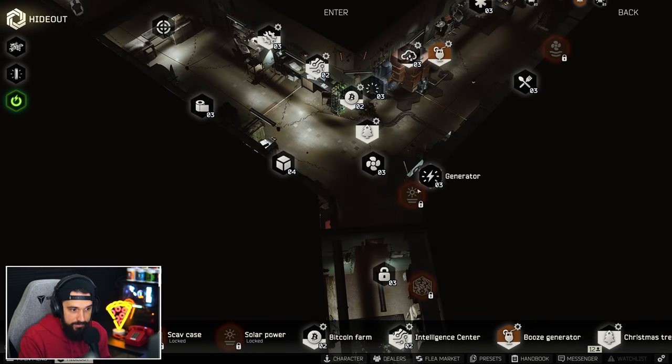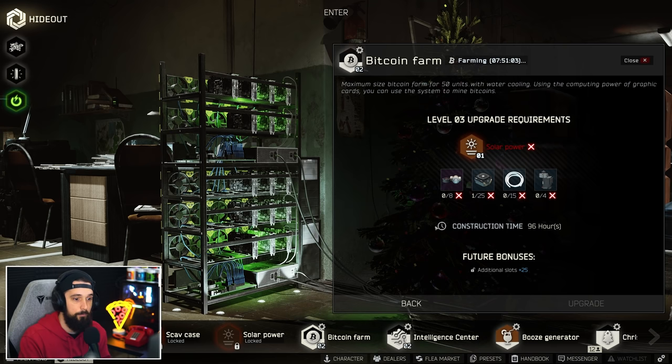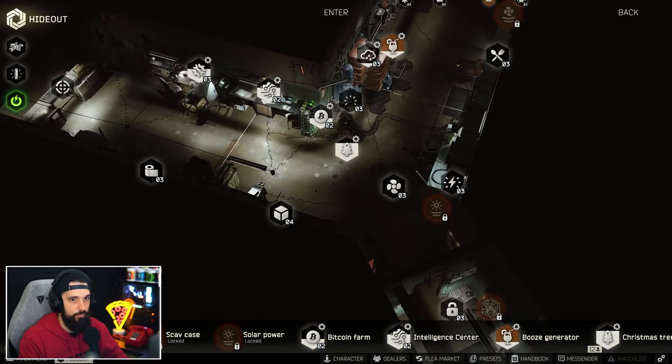But if I was just going to drop 4 to 6 million rubles on solar panels, then I'm going to have to upgrade this to level 3, which is going to take a bunch of stuff I don't have. And then I've got to find 25 more graphics cards. So getting to Bitcoin Farm level 3, once again, if you're really invested in Tarkov, if you play it a lot, if you play it every single day, and that's something to work towards, I think it's going to be worth it. Once again, I got level 3 last wipe.